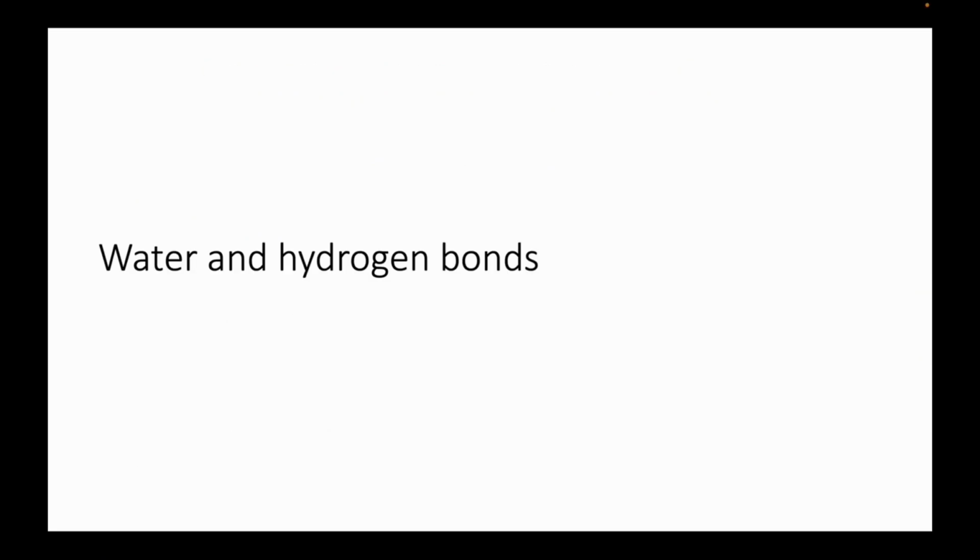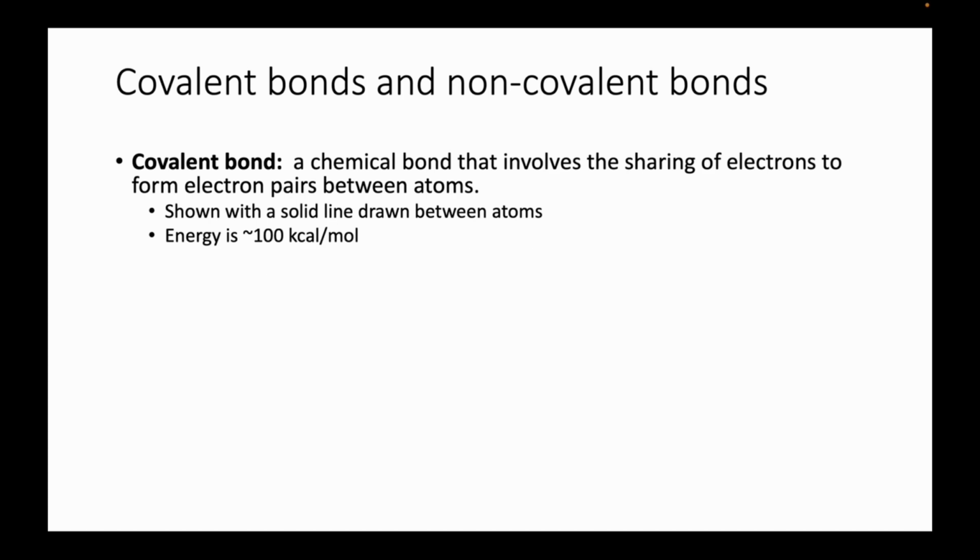Let's talk about water and hydrogen bonds. In biochemistry, we're going to need to spend a lot of time focusing on the non-covalent interactions that drive biomolecule interactions and folding. So let's remind ourselves about some vocabulary from general chemistry and talk about the difference between covalent bonds and non-covalent bonds. First, a covalent bond is a chemical bond that involves the sharing of electrons between atoms to form electron pairs between atoms.